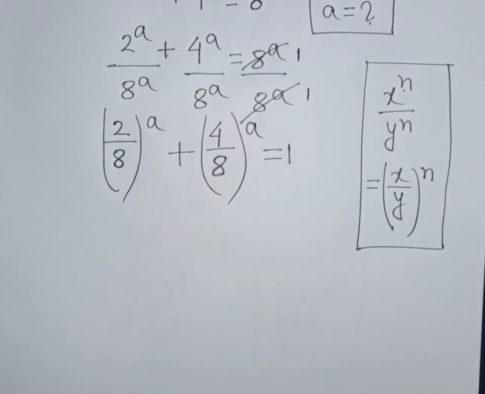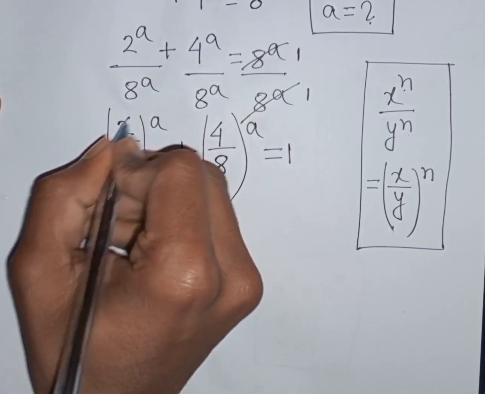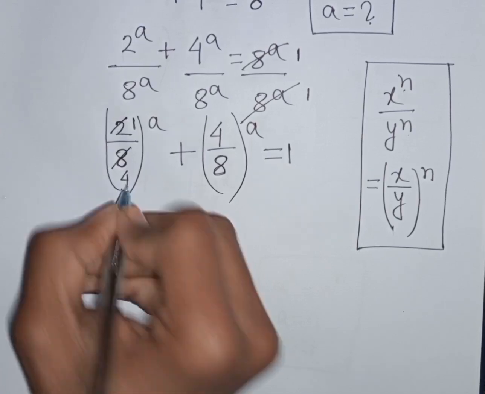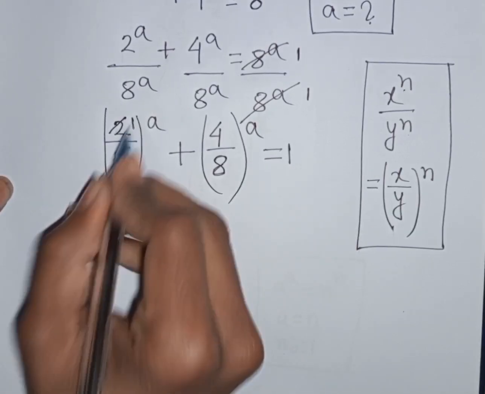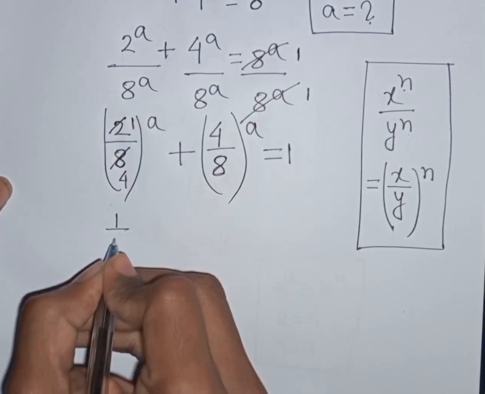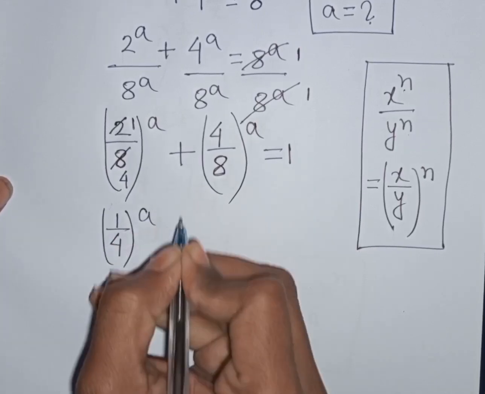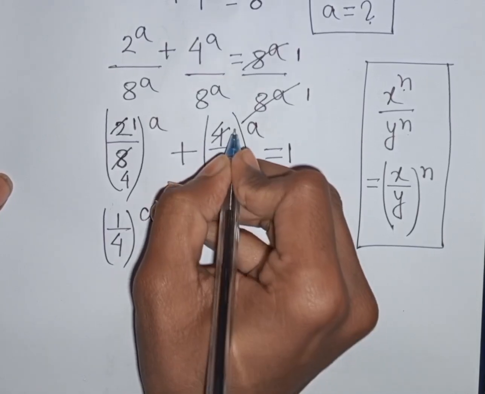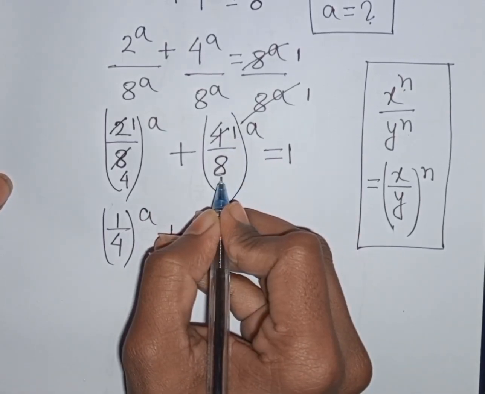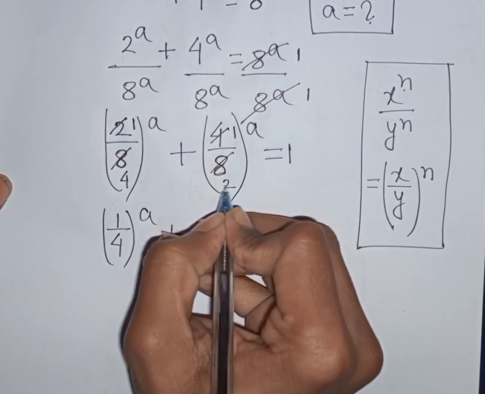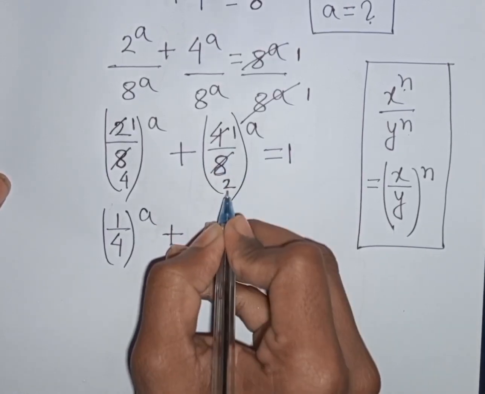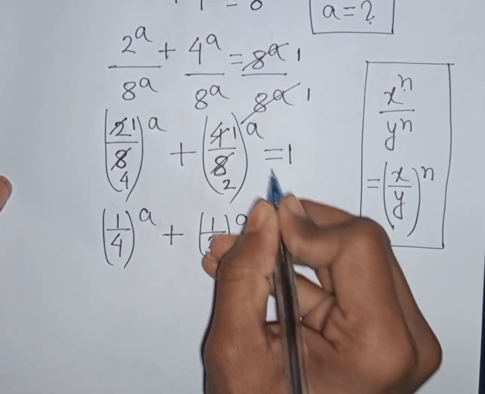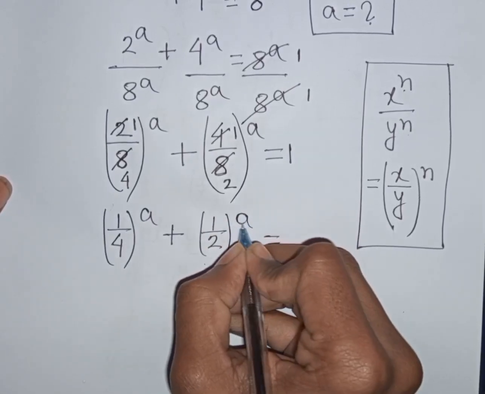Now 2 divided by 2, that means it will be 1. 8 divided by 2, that means it will be 4. So here (1 over 4) bracket power a, then plus 4 divided by 4, that means it will be 1. 8 divided by 4, that means it will be 2. So we have (1 over 2) bracket power a, then is equal to 1.